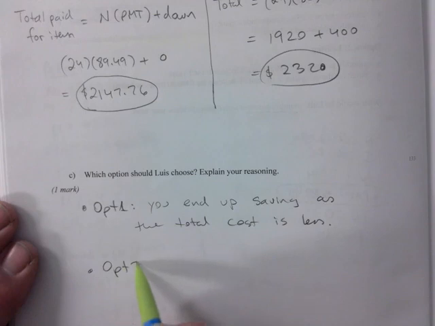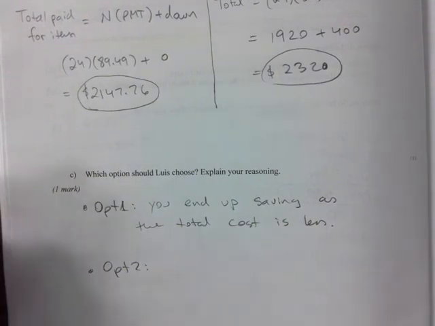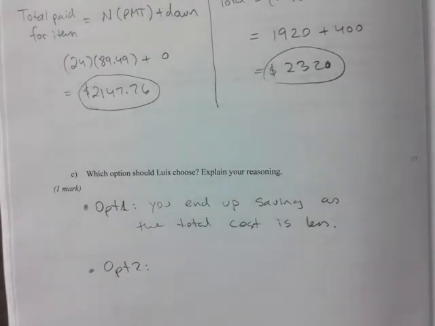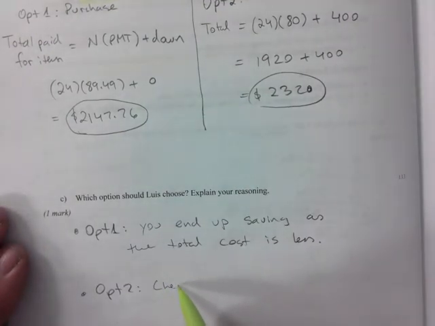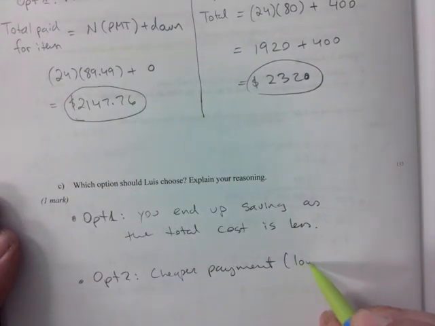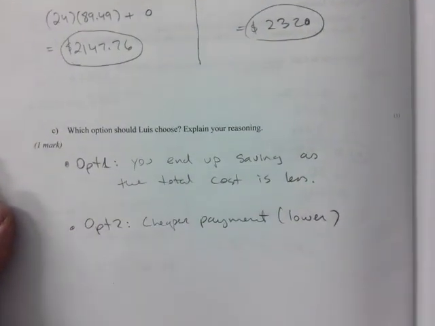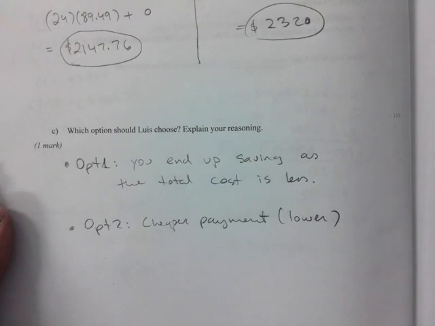Or you could say option 2. Why would you pick option 2? Usually the payment is lower when you lease. The payment, okay? That's what I see. It's 89 versus 80. Cheaper payment. Lower payment. I would say lower payment is better. Better answer there. And with leasing, you do have the option to return it at the end of the lease if you don't like it, right? That's the idea there. All right, keep going.